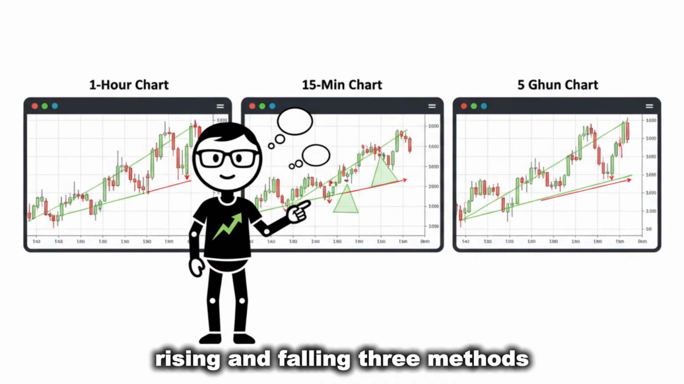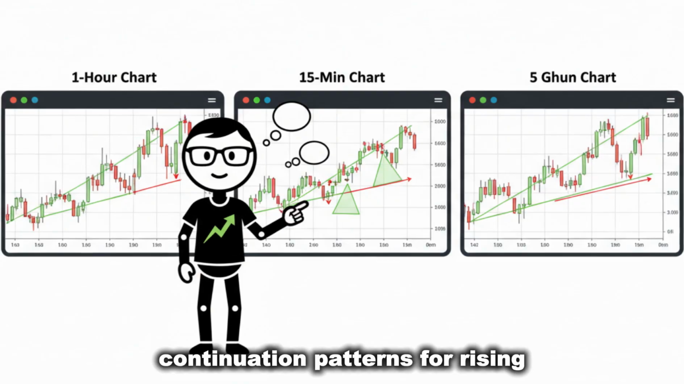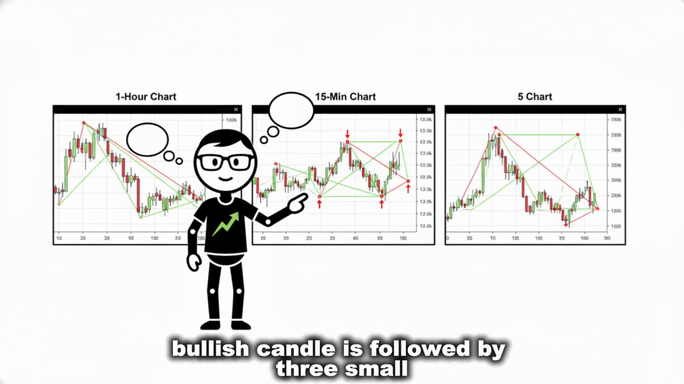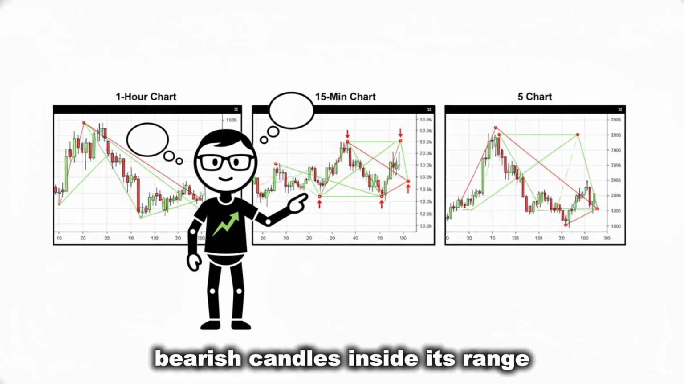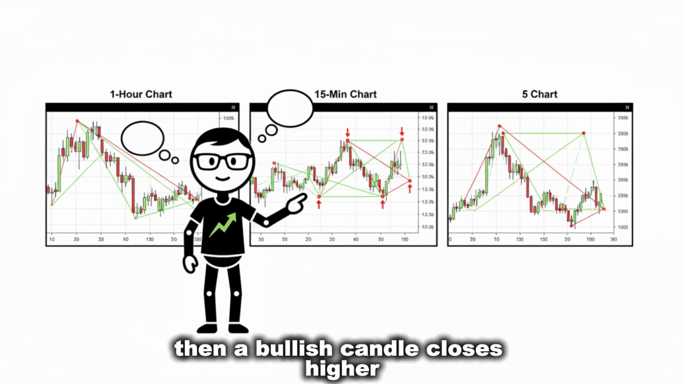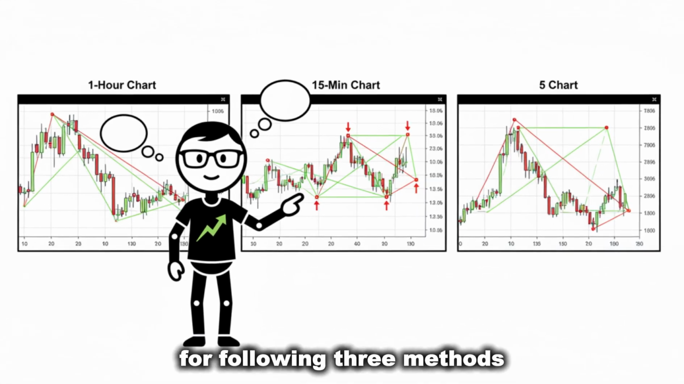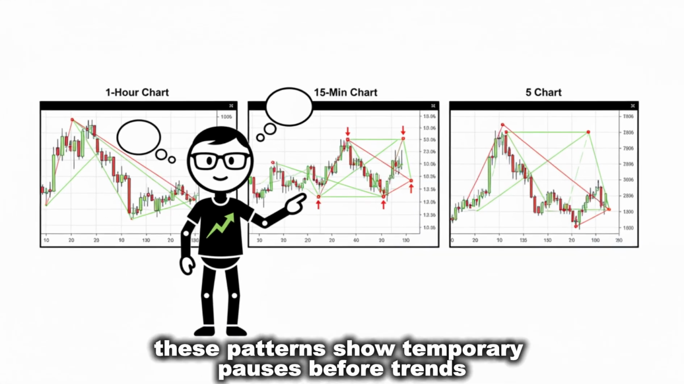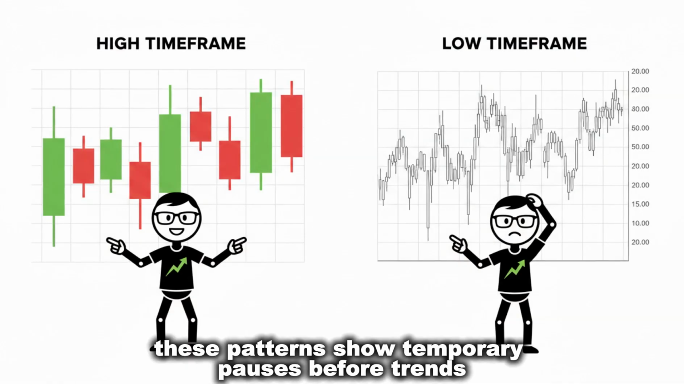Rising and falling three methods. Continuation patterns. For rising three methods, a strong bullish candle is followed by three small bearish candles inside its range, then a bullish candle closes higher. For falling three methods, the pattern is the opposite. These patterns show temporary pauses before trends continue.